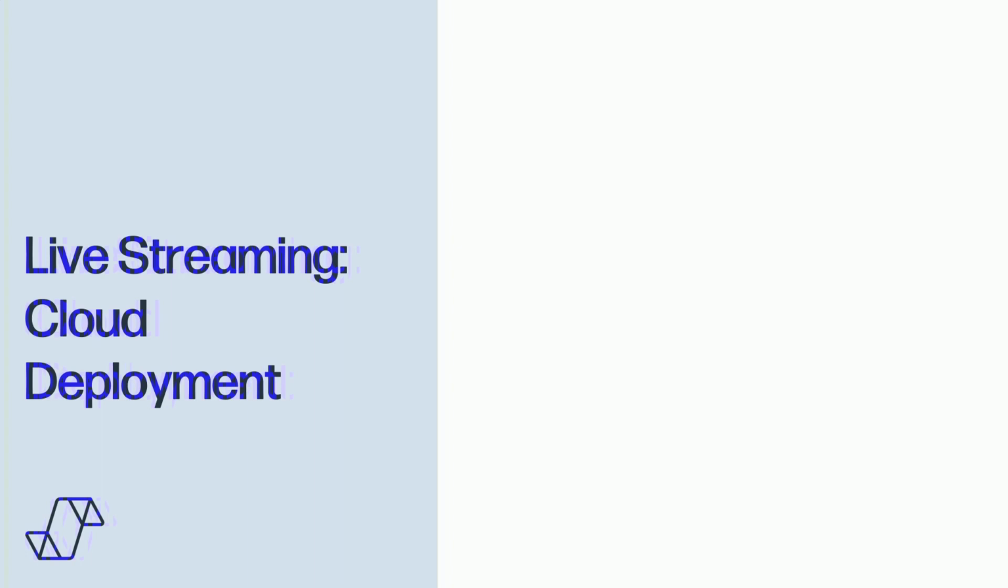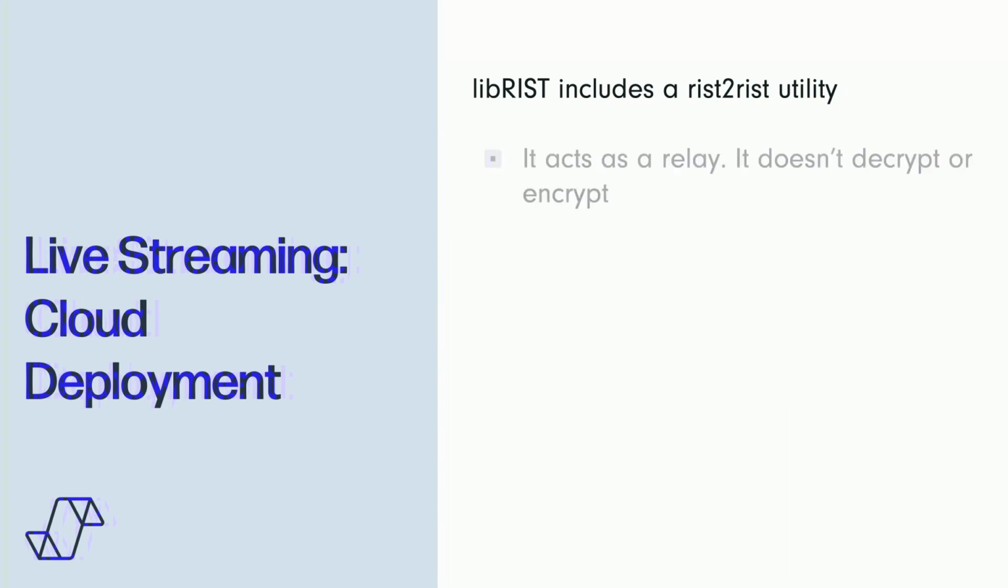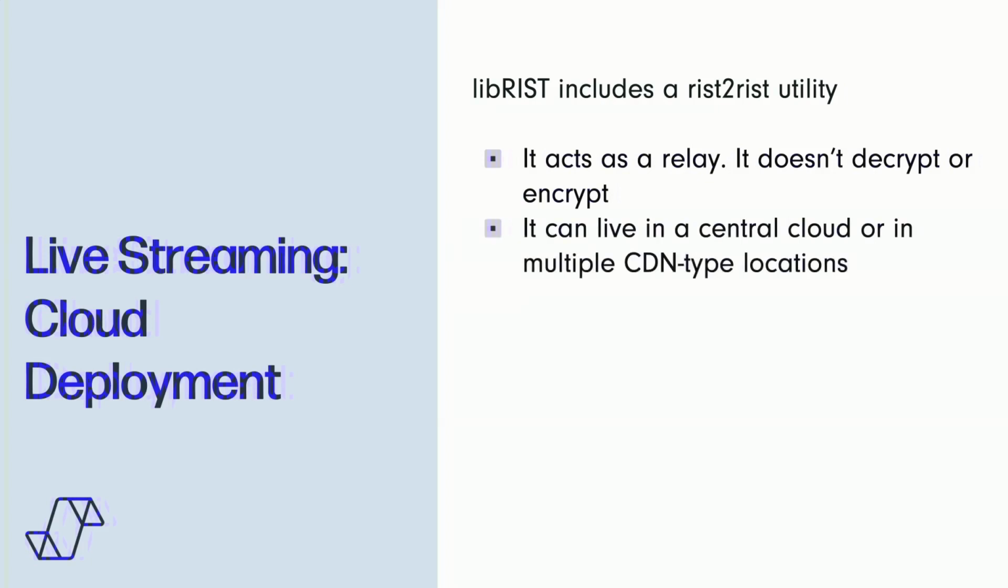So let's move to the specific tools we use, right? The library includes a utility called RIST to RIST. And that utility is what allows us to do this. It acts as a transparent relay, right? It can live in a central cloud with a public IP where the sources and all the destinations can connect.